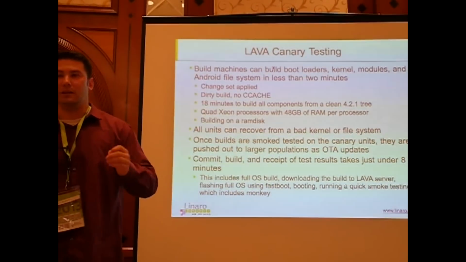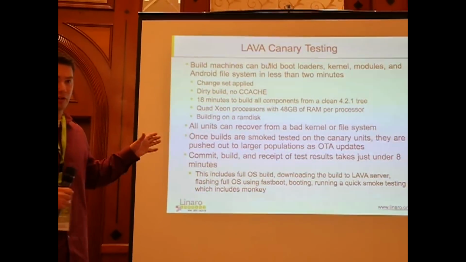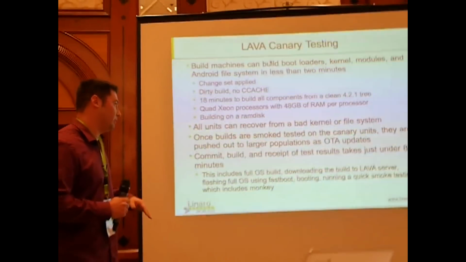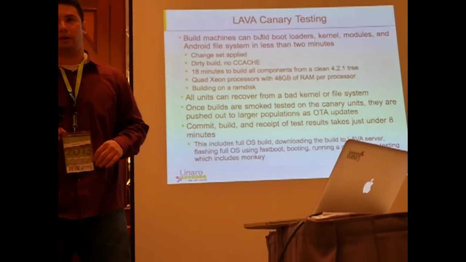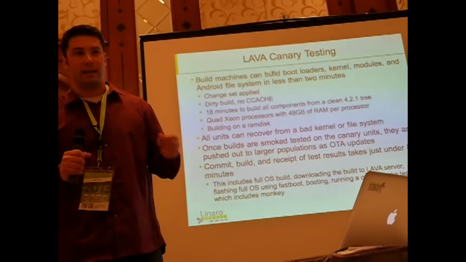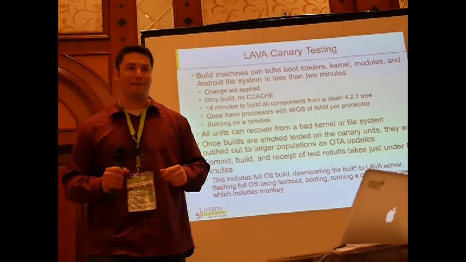So I was asked, what do you need to do this? And I said, I need a lot of horsepower. So I got to hand build some really nice Xeon servers to build Android really quickly. We built it on a RAM disk. It was 18 minutes from a clean tree on 4.2.1, which is phenomenal. In fact, I've been tracking Android builders groups, seeing if anybody has beat my time yet. I don't think they have.